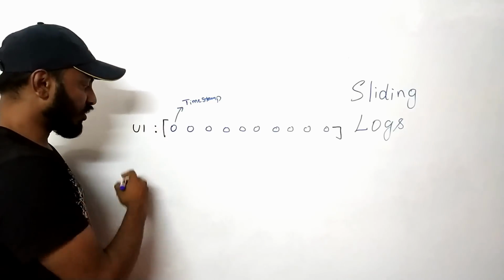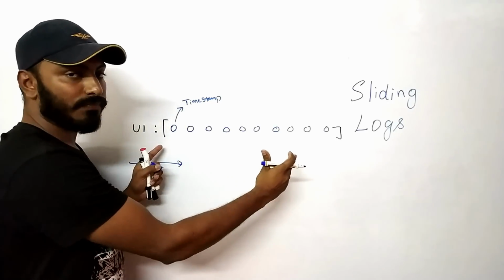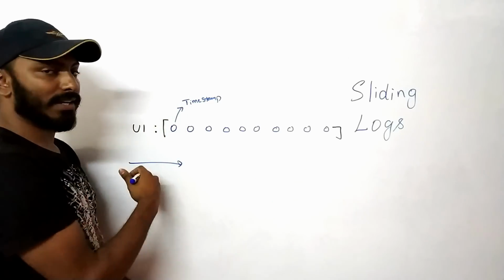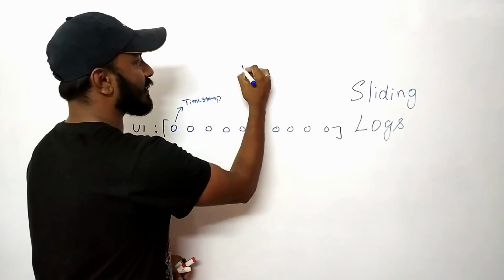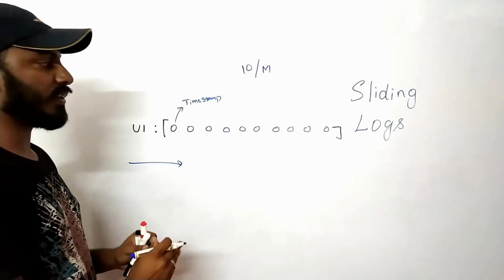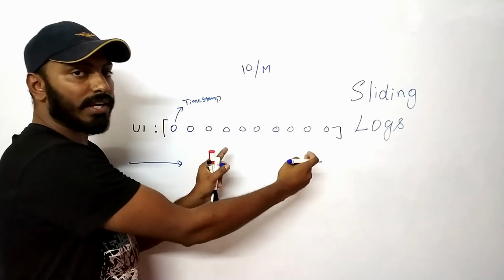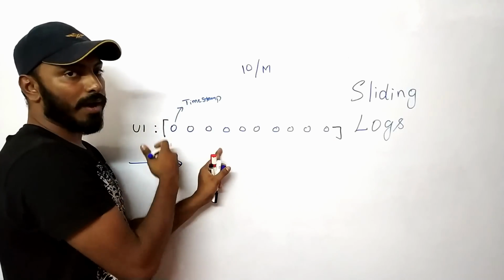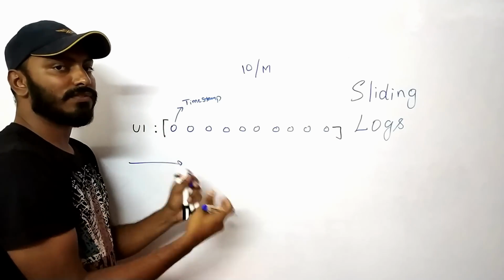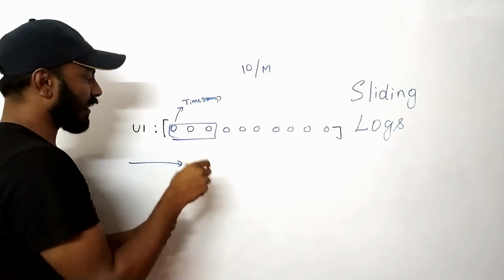And for every request which comes in, we need to access this array and filter out all the entries which are older than 1 minute. Say our rate limit is 10 requests per minute. In that case, we need to sort this array and then filter out all the entries older than 1 minute, because we have a rate limit of 1 minute. So we remove all the entries which are older than 1 minute. Consider these are the older entries, so let's remove them.